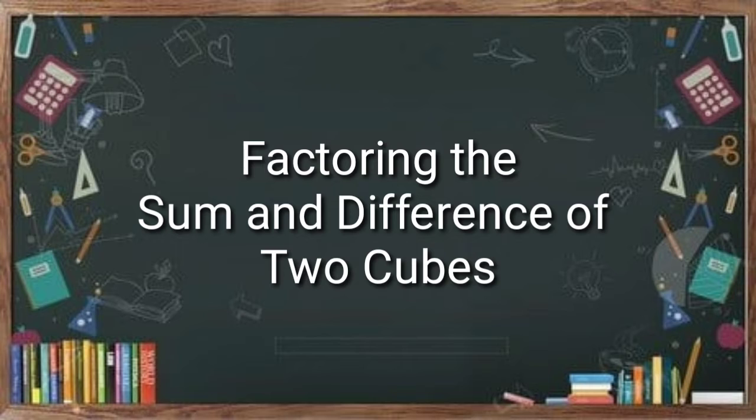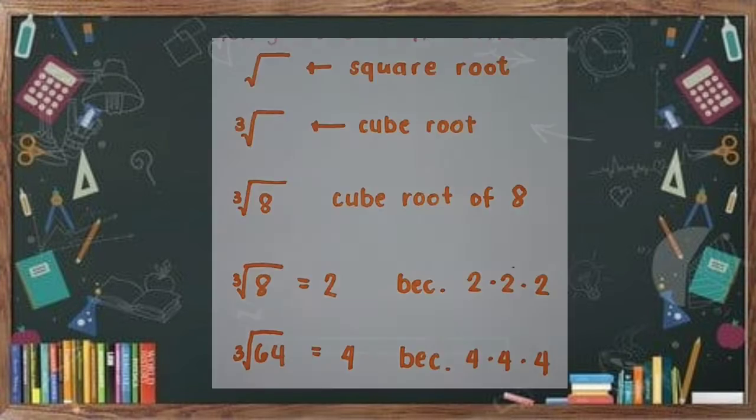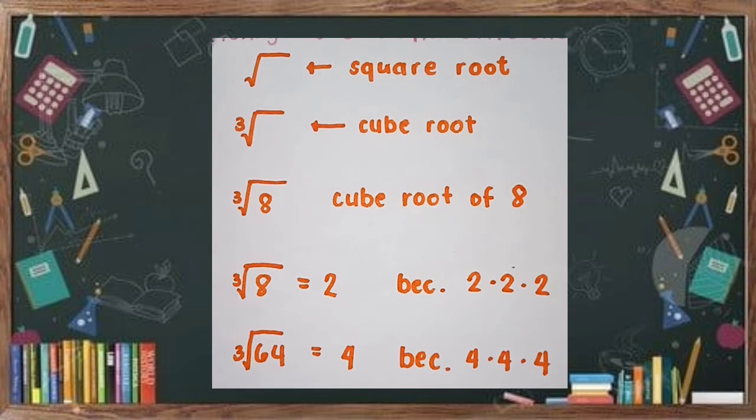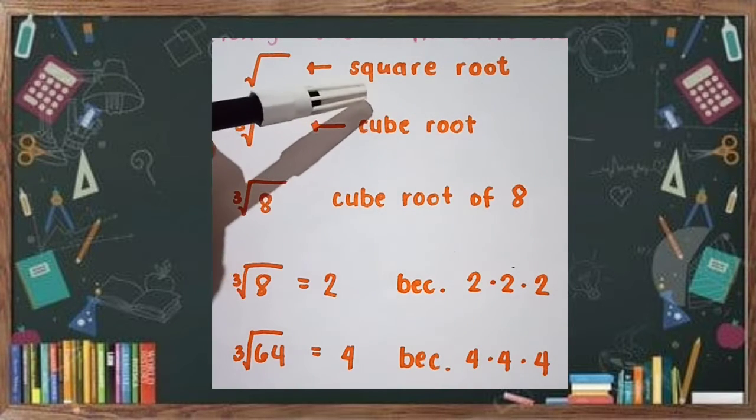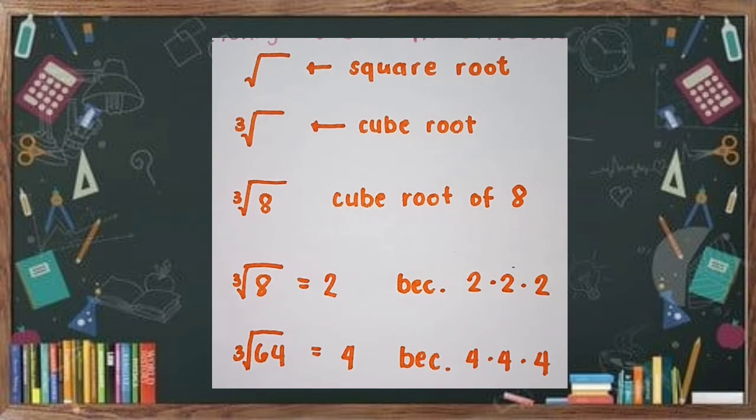Now, let's proceed on factoring the sum and the difference of two cubes. So, let's talk about first what is a square root. So, kapag may nakikita tayong symbol na katulad nito, ang tawag dyan ay square root. Kung saan mayroon tayong imaginary 2 dito sa ating index. O kaya ito ay tinatawag na symbol na radical sign. Pero kapag binabasa natin siya, ito ay binabasa as square root.